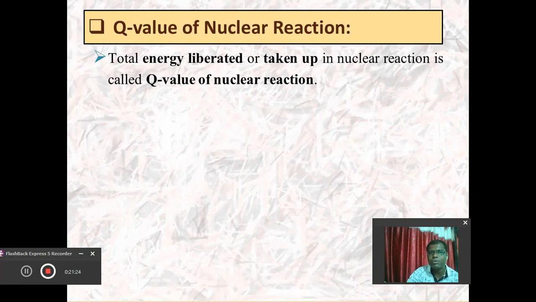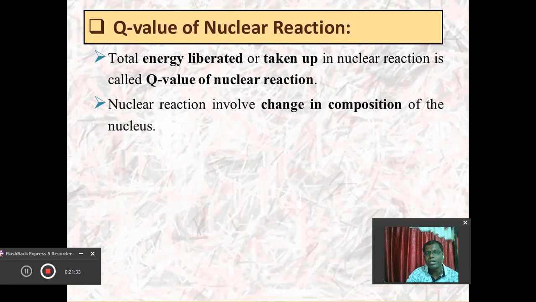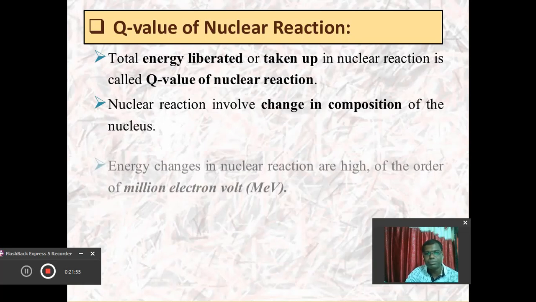So whatever amount of energy is liberated or taken up in a nuclear reaction, that much energy is called the Q value of the nuclear reaction. A nuclear reaction involves a change in the composition of the nucleus. It means that during the nuclear reaction, the number of particles present in the nucleus gets changed. The number of protons or the number of neutrons may change. So this is called the change in composition.